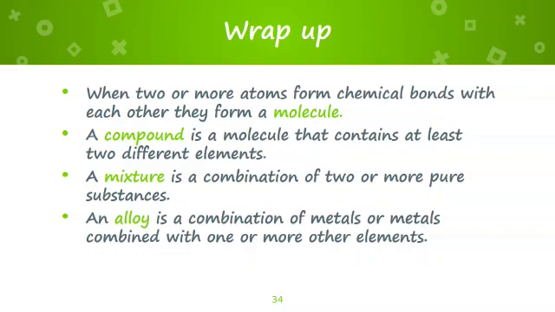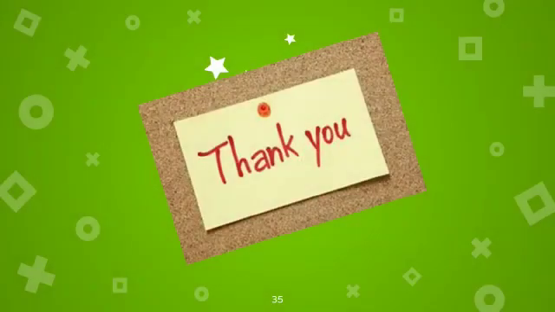And a mixture is a combination of two or more pure substances, whereas an alloy is a combination of metals combined with other metals, but they are a mixture of metals only. I just mistakenly said non-metals, but it's a combination of metals. Remember this point, okay?